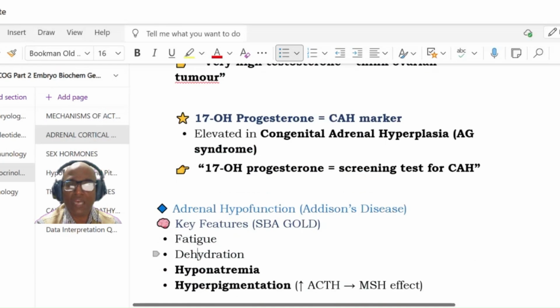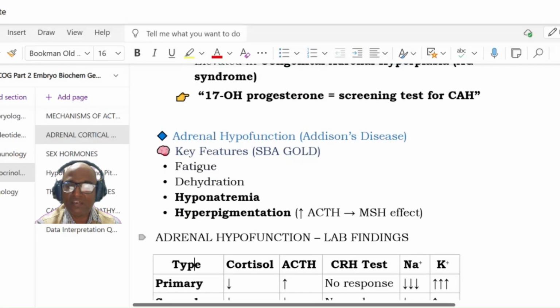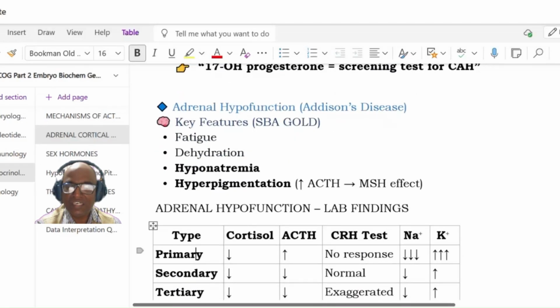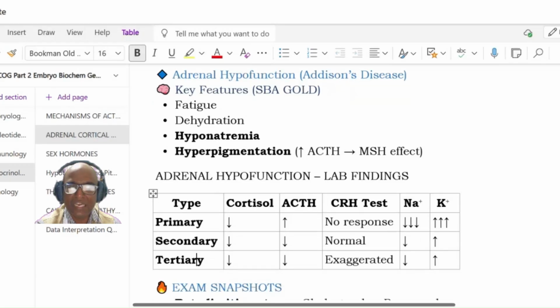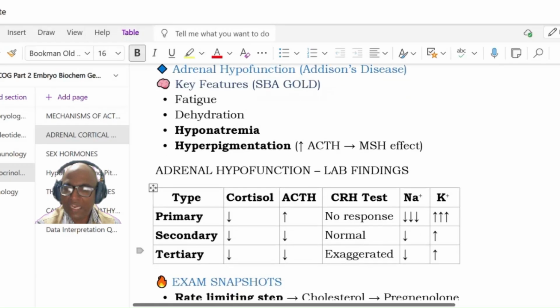Now coming to adrenal hypofunction, also called Addison's disease. The key features are the presentation with fatigue, dehydration, hyponatremia, and hyperpigmentation, because ACTH levels are high and that will produce the MSH effect. Melanocyte stimulating hormone effect will be there and there will be hyperpigmentation. So if you see hyponatremia with hyperpigmentation, think of Addison's disease. Adrenal hypofunction may be primary, secondary, or tertiary.